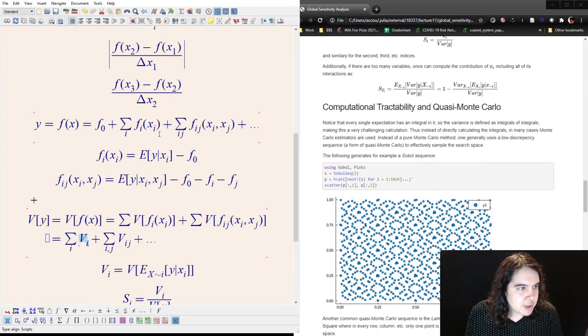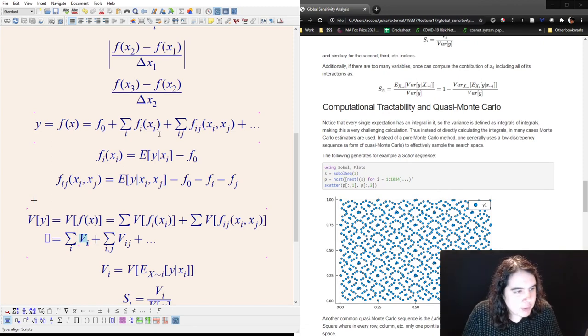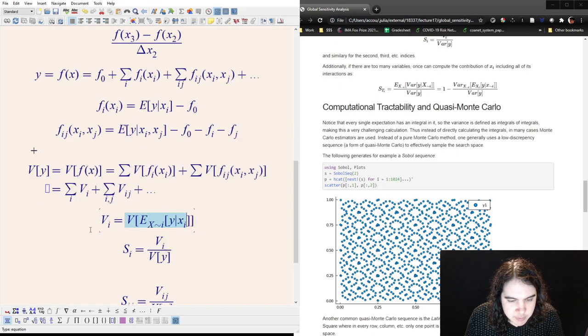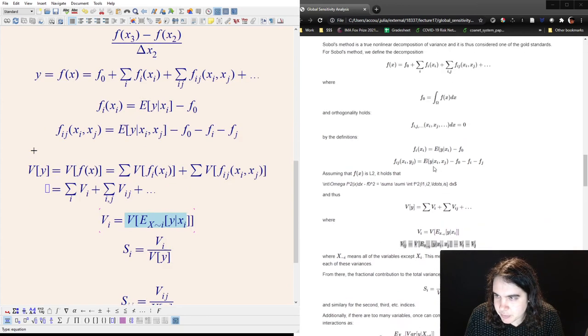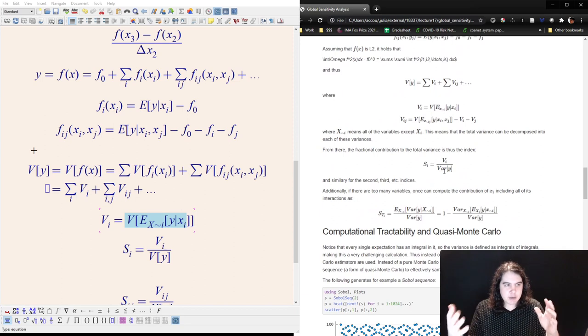Now, to make this computationally tractable, you need to take very large integrals over very large spaces, right? Remember that these VIs are the integral over everything except i. So if you have 10 parameters, these expected values are defined in terms of integrals over 9-dimensional spaces. So you need to be able to take high-dimensional integrals, and standard methods like Gaussian quadrature do not scale very well to those spaces.